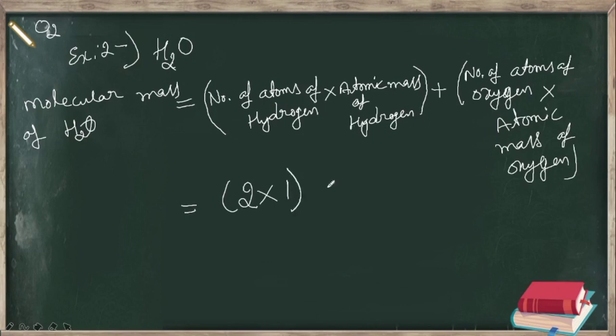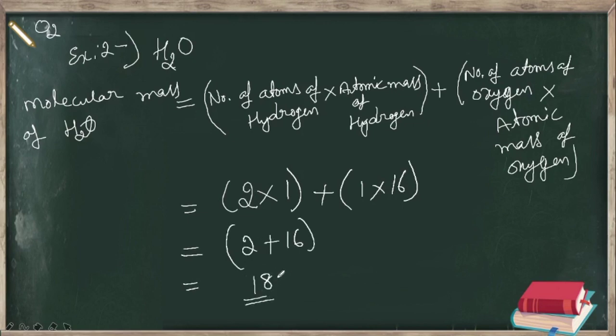Okay, then sign plus. Next we will go to the second element, that is the second formula. Number of atoms of oxygen, how many are there? Only 1. So write the 1 here, sign, into, then atomic mass of oxygen. From the previous example we already know that the atomic mass of oxygen is 16. Now simplify it. 2 ones are 2 plus 16 ones are 16, which is 16 plus 2 is 18. So it is 18 unified mass. So this is the molecular mass of water.